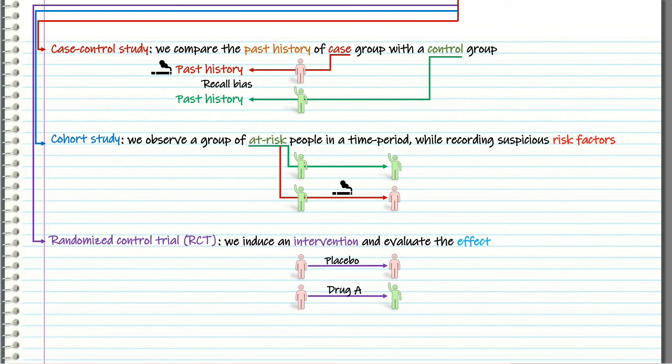As you see, if we put it based on time, in the case control study we look into the past, and in the cohort and the randomized control trial, we are looking at the future.